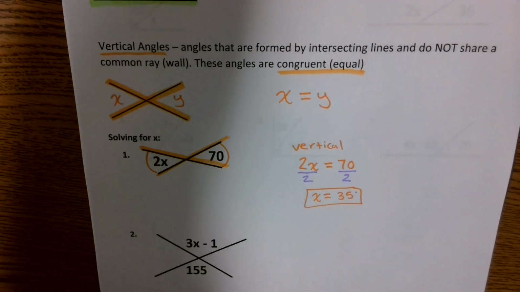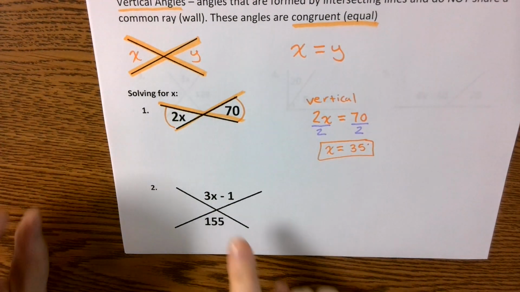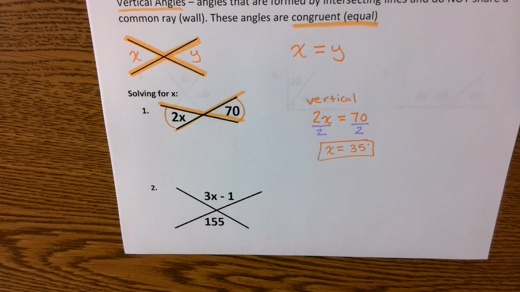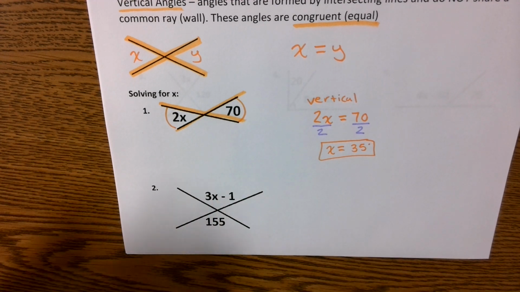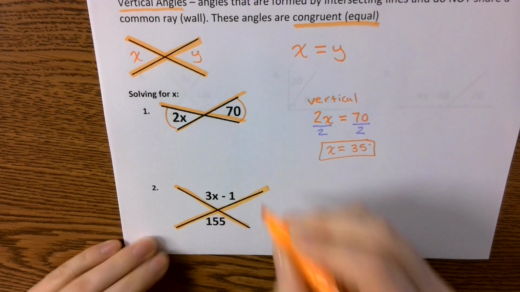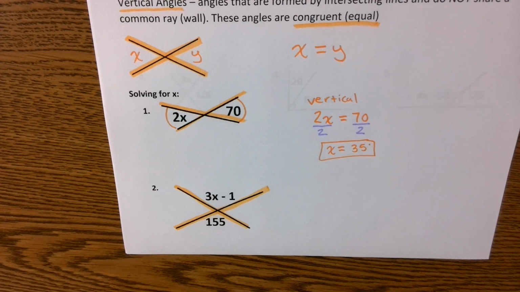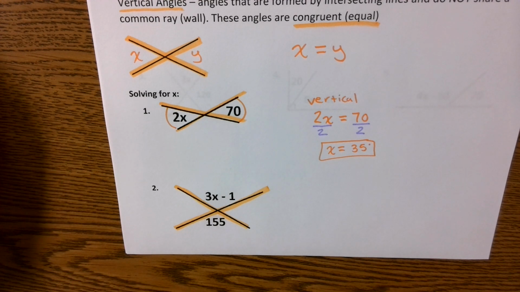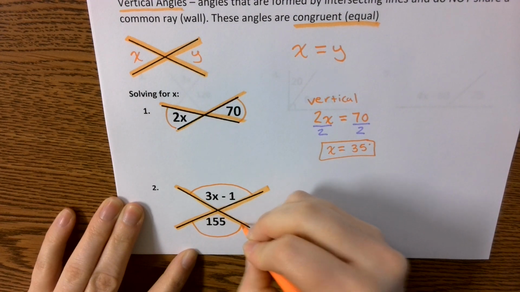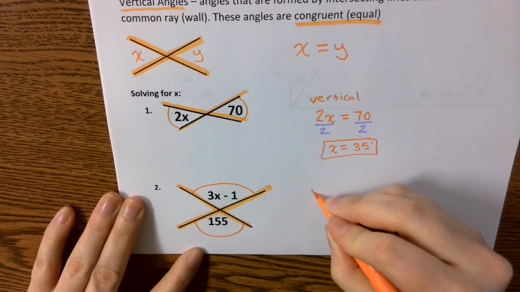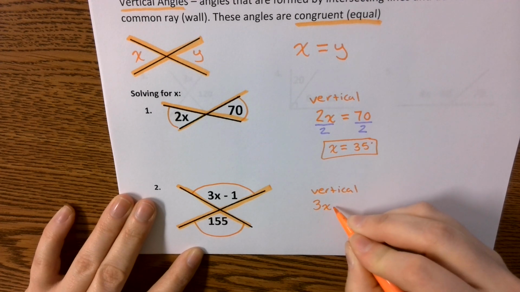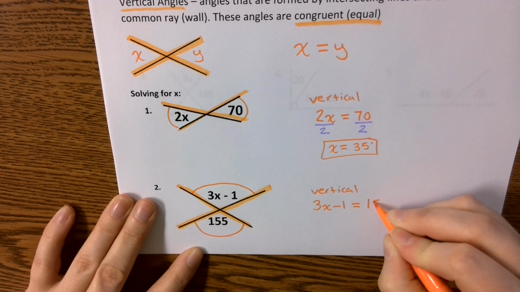Okay. Same concept, same idea again for problem number 2. Again, what type of angles are these? They're vertical, right? They are formed by those intersecting lines, and they are directly across from each other. They are not side by side. Remember, side by side means they are adjacent. They share something in common, a common wall. These are vertical. They are directly across from each other. That means that they are going to be equal to each other. So we would set up the equation to solve. We would state that 3x minus 1 is going to be equal to 155.